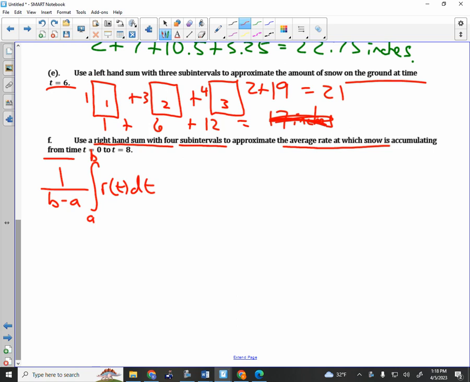So let's just see what they're doing here. This is the average piece. This thing right here is the whole right-hand sum that we compute. So that's what we're trying to do. This is the setup. We've seen this before. We did it yesterday, right? Now it's just a table instead of a function. What is 1 over b minus a? 1 over 8.